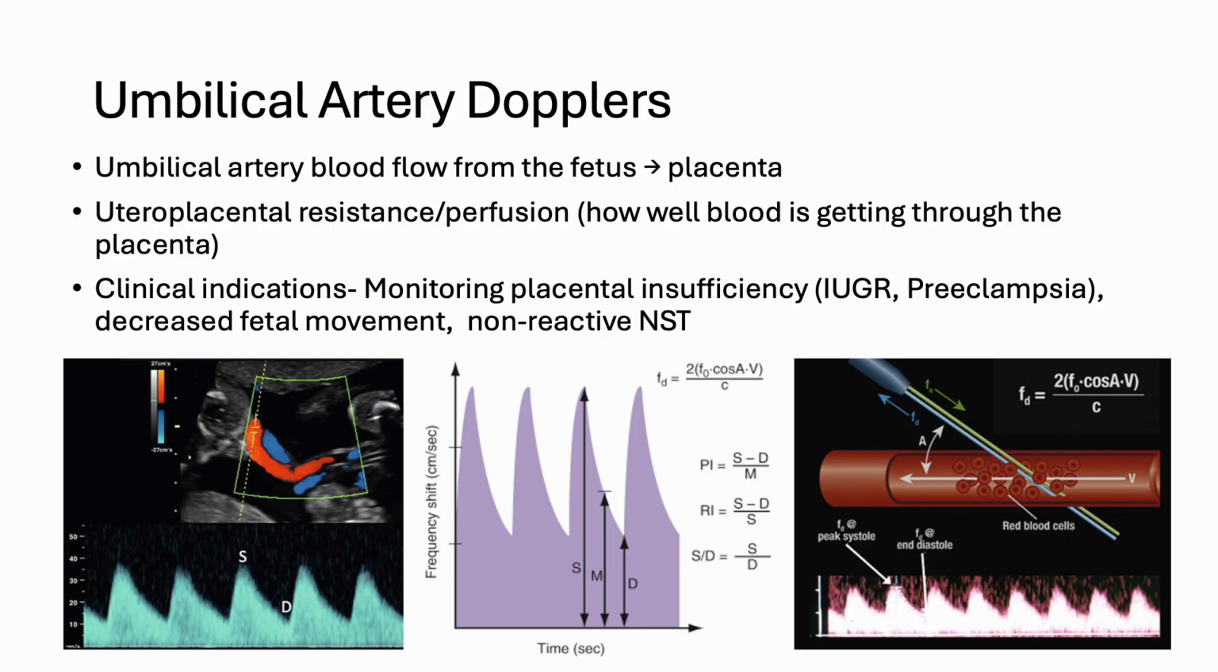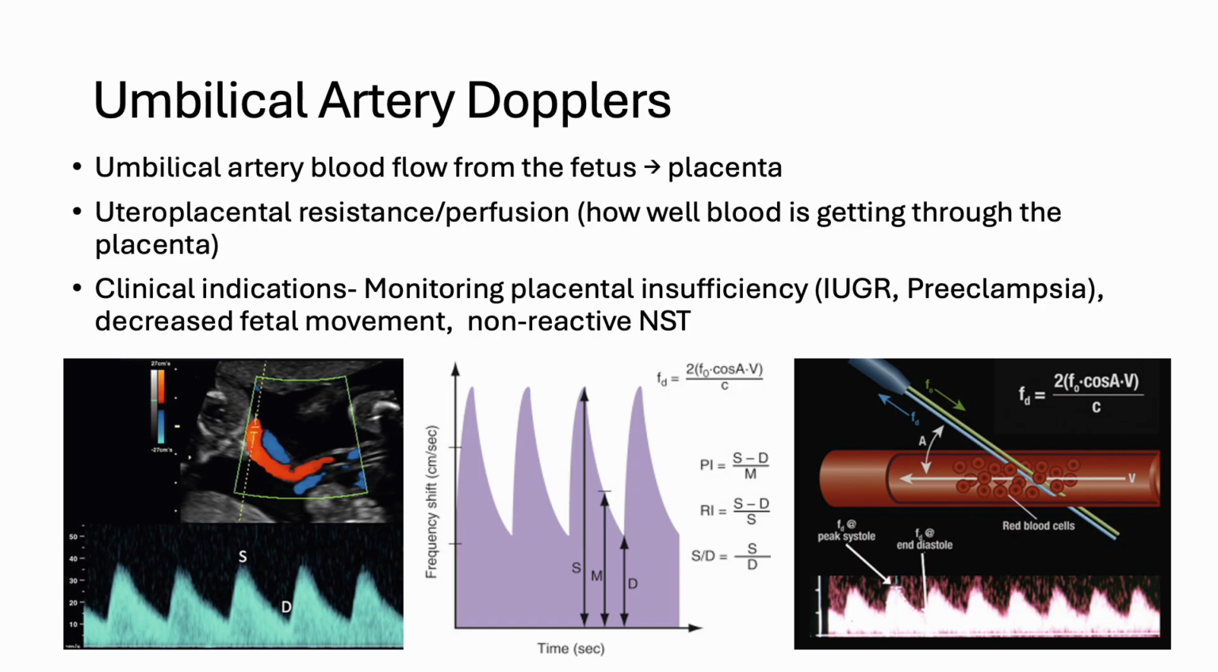Okay, so moving on to umbilical artery Dopplers. Probably most of you have heard of this, if not all of you. Just a reminder that umbilical artery blood flows from the fetus to the placenta. So this reflects the utero-placental resistance or perfusion, so how well the blood is getting through the placenta.